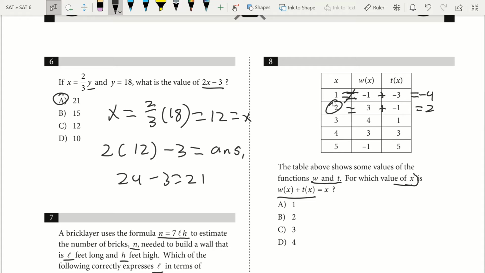And we're asked for the value of x. So we always want to pay attention to what the last part of the question is asking, because that's what they want us to answer with. So the value of x will be 2. So our answer is B.